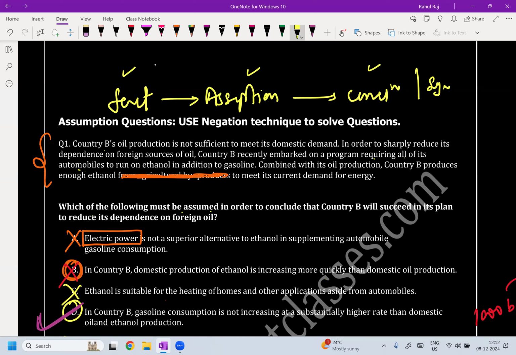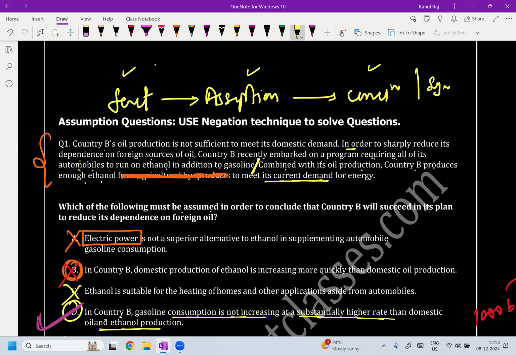Now I'm reading it, see here. In order to sharply reduce its dependence on foreign sources of oil, country B recently embarked on a program requiring all its automobiles to run on ethanol in addition to gasoline. Now, in country B, gasoline consumption is not increasing at a substantially higher rate than domestic oil and ethanol production, and therefore, combined with its oil production, country B produces enough ethanol to meet its current demand for energy. Am I making complete sense? Yes or no?